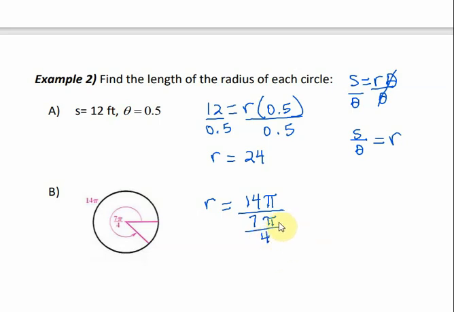Okay, so just like before, those pi's are going to cancel. If I multiply by the reciprocal, this is going to be 14 times 4 over 7. And then that gives me 8.